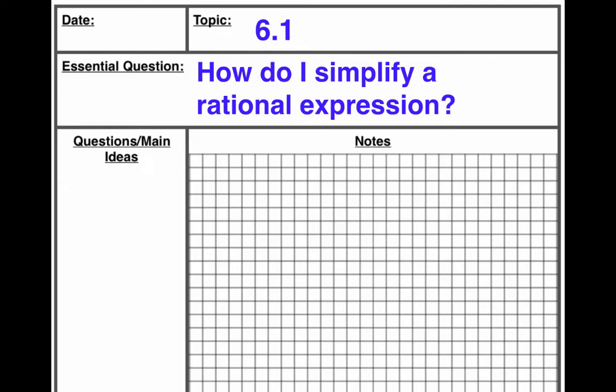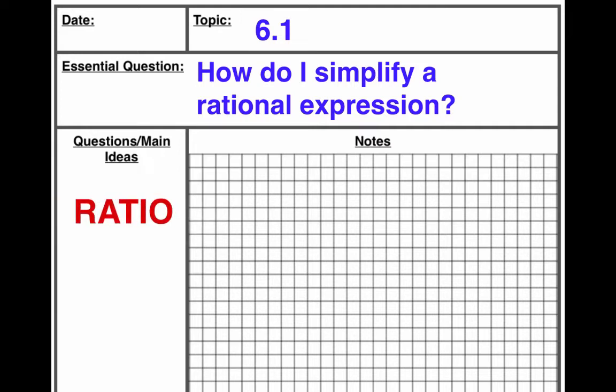Hey guys, 6.1 is the section that we're working on, so Chapter 6, Section 1, and we're working on the essential question today. How do I simplify a rational expression? So we're going to get into the basics today, and what I mean by that is we're getting into really basic problems, and we're going to build up from there. So we're simplifying rational expressions.